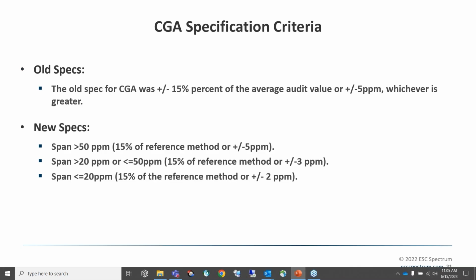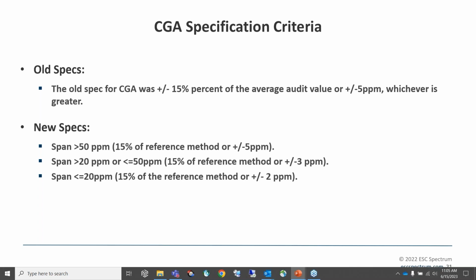The old CGA spec was plus or minus 15% of the average audit value or plus or minus 5 ppm, whichever was greater. The new specs are: span greater than 50 ppm, in this case it will use 15% of reference method or plus or minus 5 ppm. Span greater than 20 ppm or less than or equal to 50 ppm, it will use 15% of reference method or plus or minus 3 ppm.